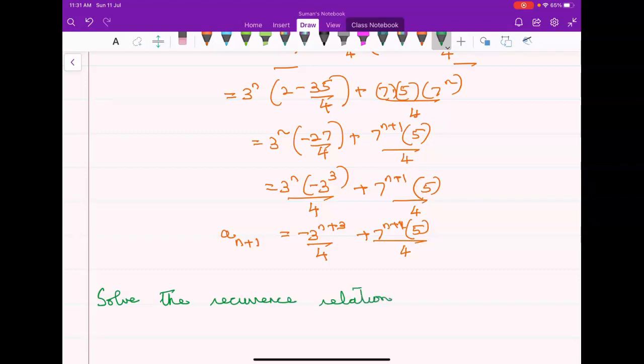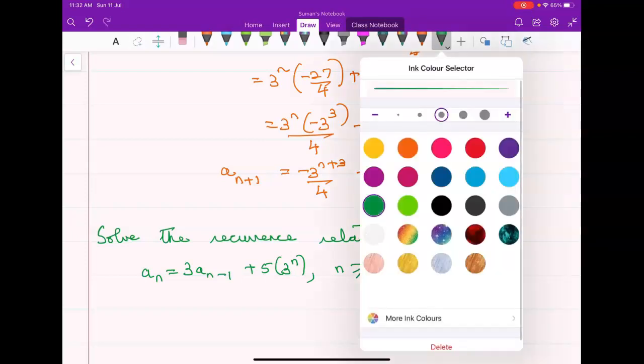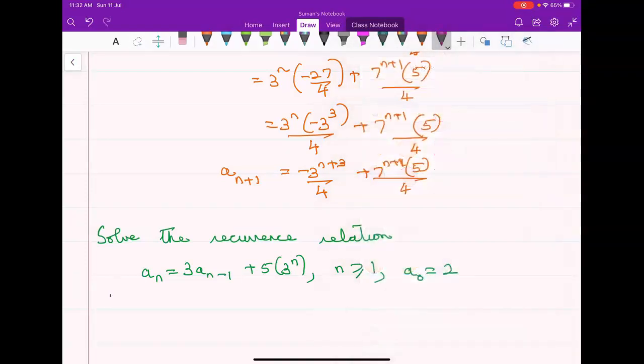So solve the recurrence relation. an equal to 3 into an minus 1 plus 5 into 3 raised to n, where n is greater than or equal to 1 and a naught equal to 2. So as usual, I will start with the solution. We will start with an plus 1. So an plus 1, what would be that? That would be 3 into an plus 5 into 3 raised to n plus 1, where n is greater than or equal to 0.